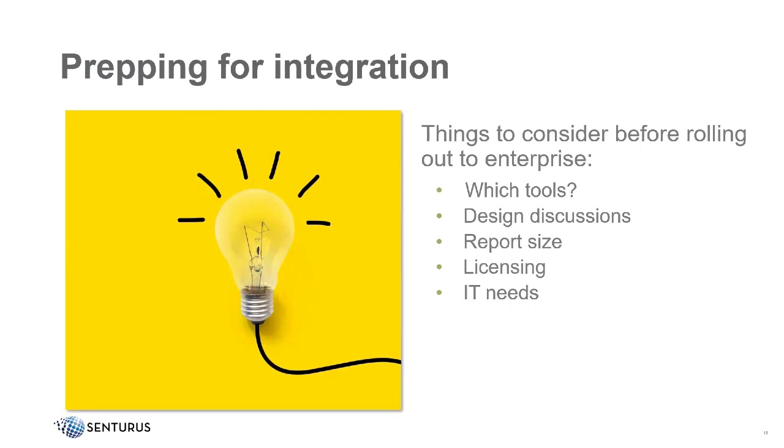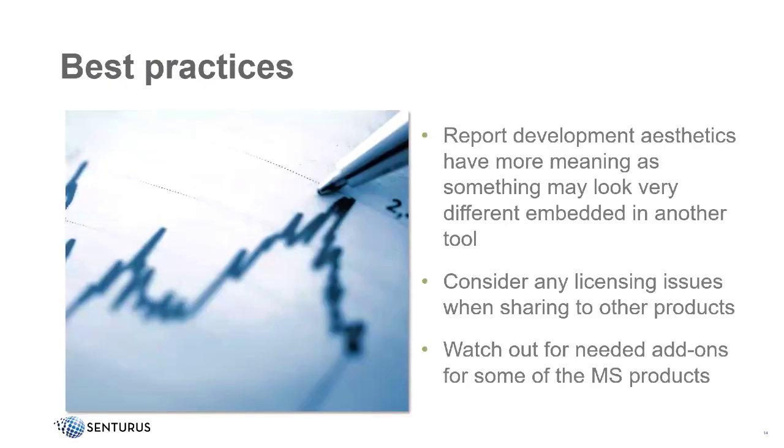And then, of course, licensing and IT needs. We may end up needing another IT person if this is how we go. So we've got to think about best practices. We've got to think about our development aesthetics. It has a lot more meaning than it might have had in the past, okay? Because the way something looks is going to possibly be different.